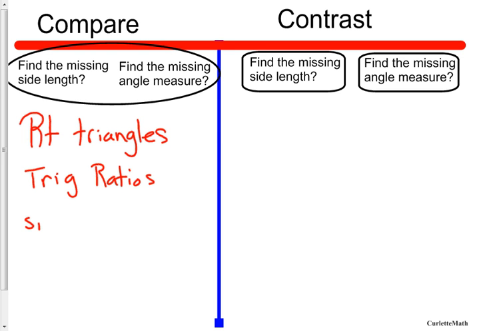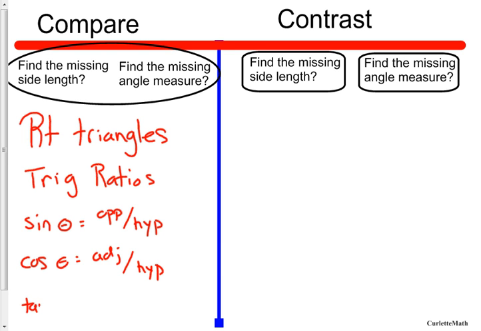Okay, remember, sine of theta or x is opposite over our hypotenuse. Our cosine from x or theta is adjacent over hypotenuse. And our tangent from our angle measure is opposite over adjacent.